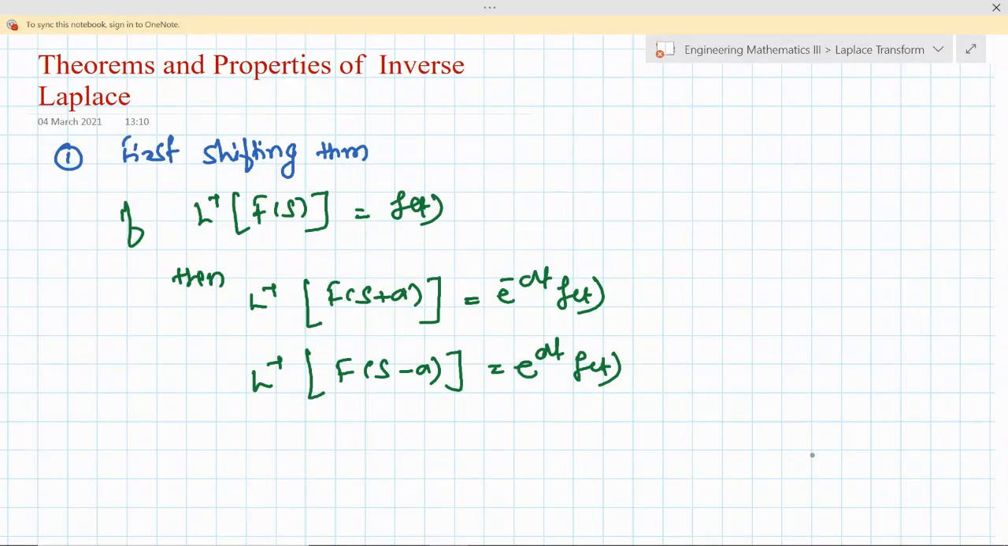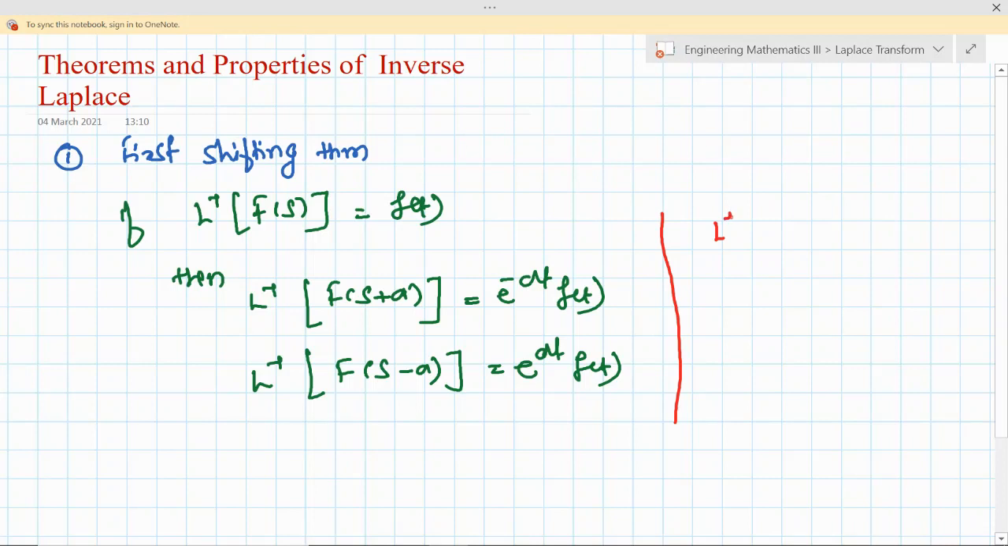Okay. So first of all, this is the first shifting theorem. If inverse Laplace of F of s is equal to f of t, okay, this is the definition, then inverse Laplace of F of s plus a is equal to e raised to minus at into f of t. So same here, see what we have seen in the Laplace transform.